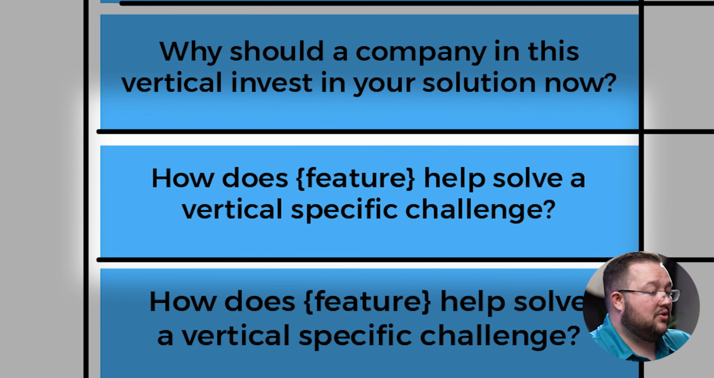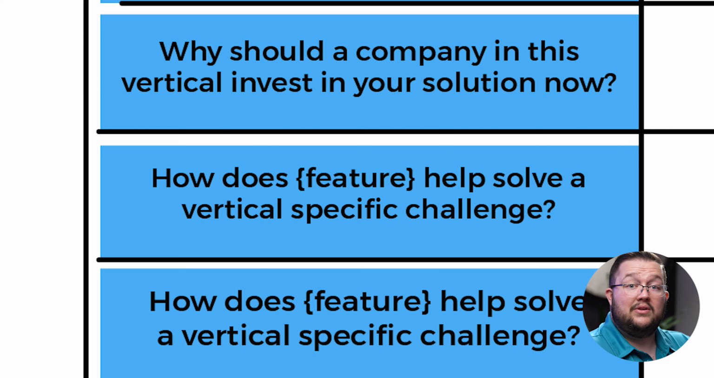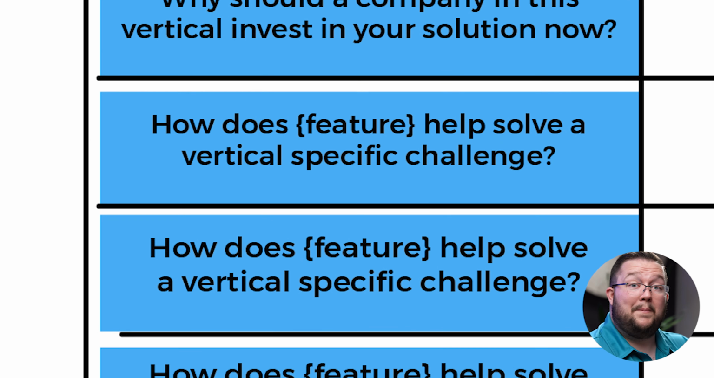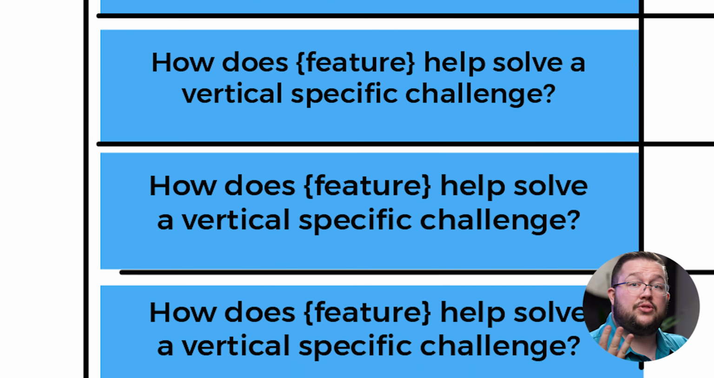The next question here is, how does feature help solve a vertical specific challenge? And you're going to answer that for 3 different features. And I want to stress here, this is a feature, not the entire product or service. What's something specific about your solution that helps that vertical solve a vertical specific problem? So find 3 features or aspects of your solution that solve a vertical specific problem. And now you're going to repeat that process for at least 3 verticals.